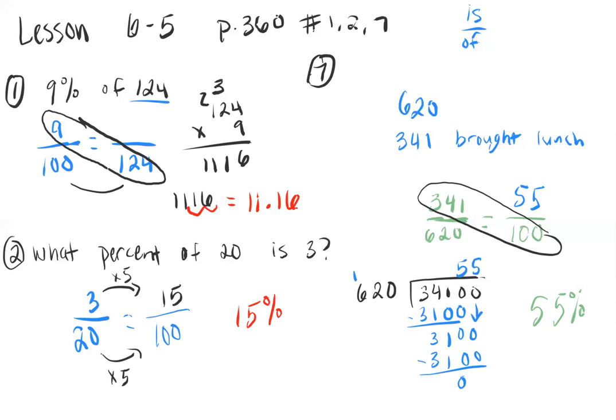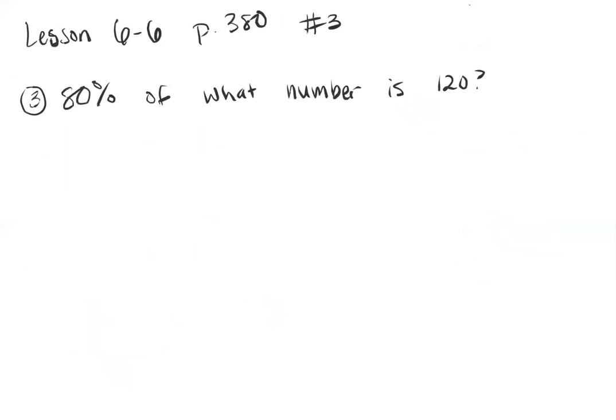All right, last example that we've got. Now we're going to find the whole given a part and the percent. So we're still working with that idea of is over of. 80% of what number is 120? I've got 80%, set that up as a fraction, 80 over 100. This time I'm given what the part is. I'm given that part of some number is 120. So 120 is going to go on top.